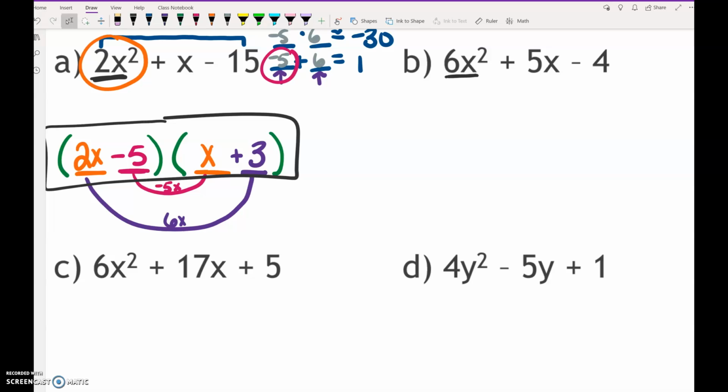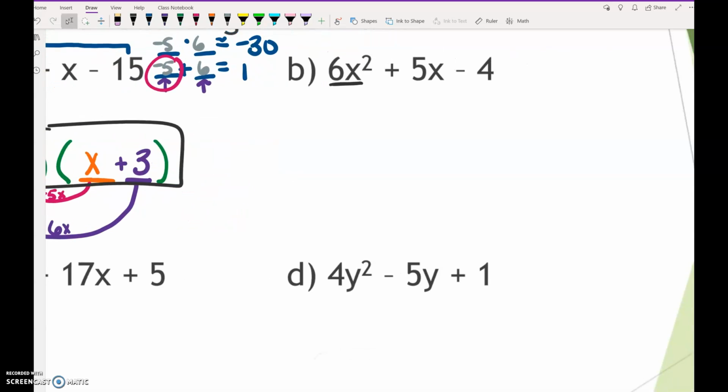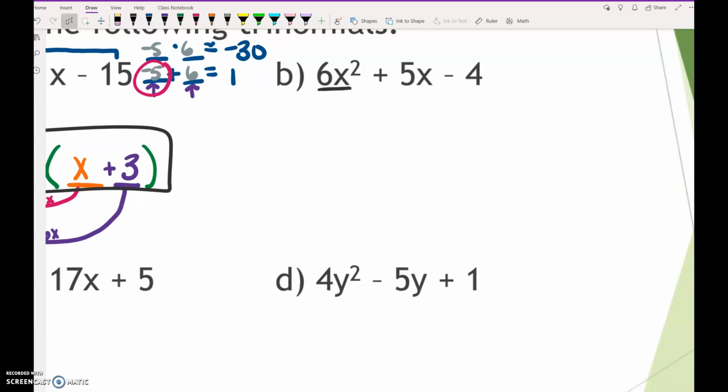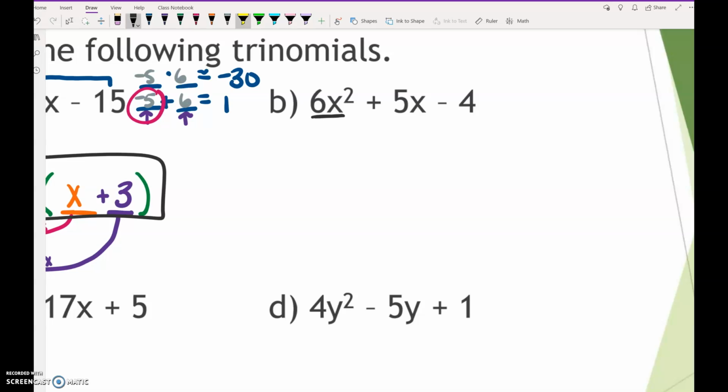I will let you choose which method you want to use based on what you're comfortable with. I'm going to show you factor by grouping one more time, and then I think we'll do guess and check on the next one. Typically, when I see an a value like 6, and I know that there's multiple options, I typically do factor by grouping because then I know it's going to work.